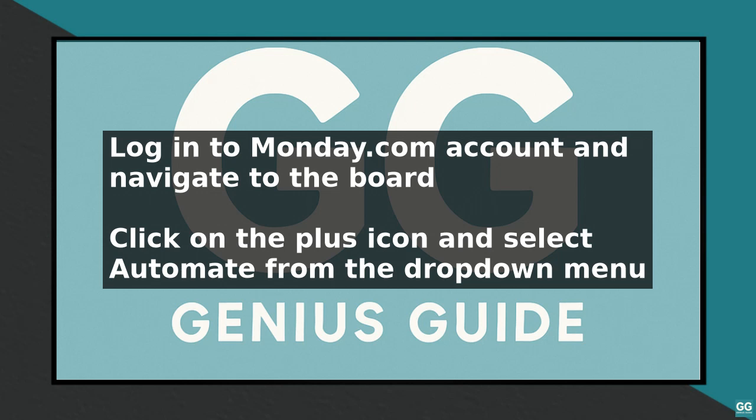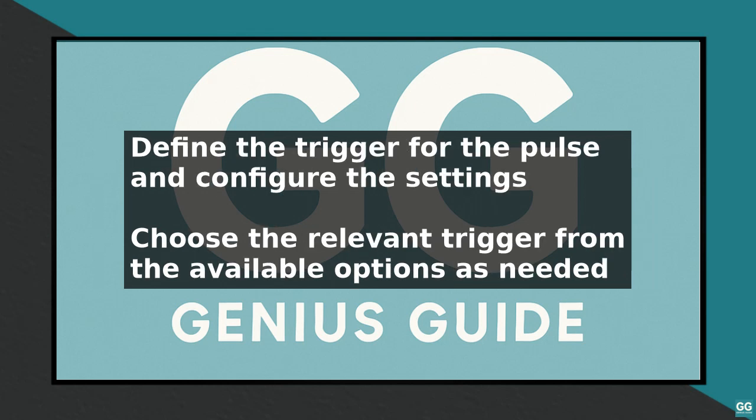First, click on the plus icon at the top right corner of your screen and select Automate from the drop-down menu. This will open the Automation Center where you can create new pulses. Click on the Create Automation button to begin the process.